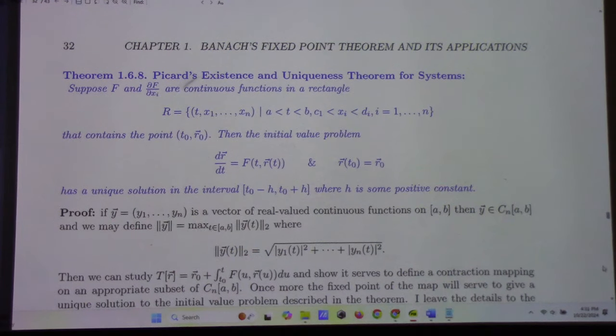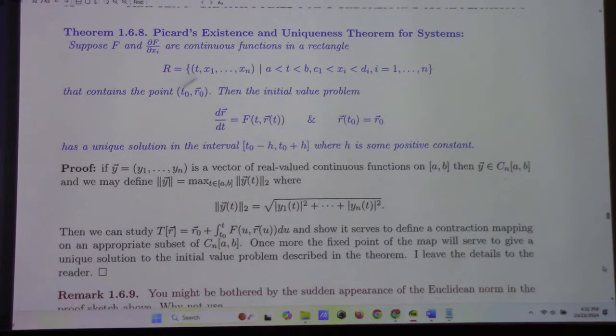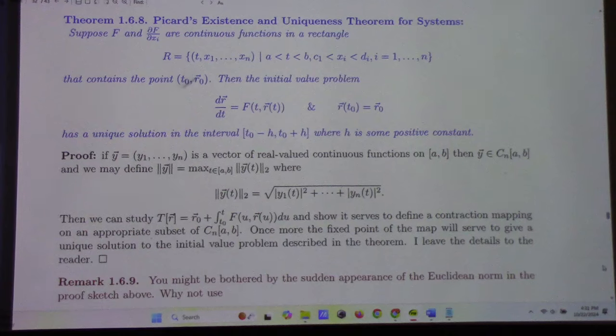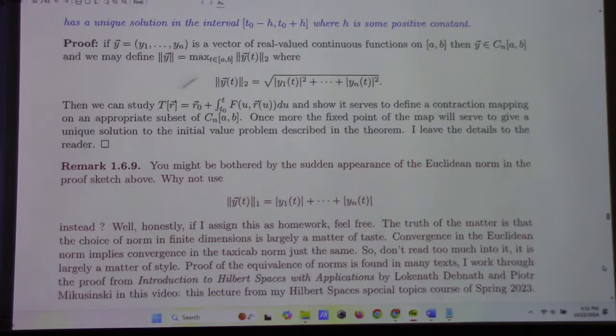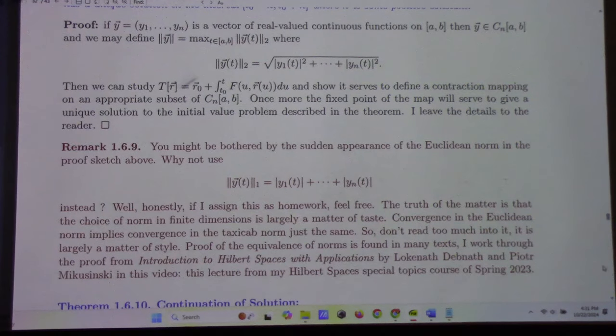Once more, the fixed point of the map will serve to give a unique solution to the problem as described in the theorem. I leave the details to the reader. Yes, this is the homework problem. Another thing I might mention here is you might be bothered by the sudden appearance of the Euclidean norm. Why don't I just use the one norm like we did last class, right?